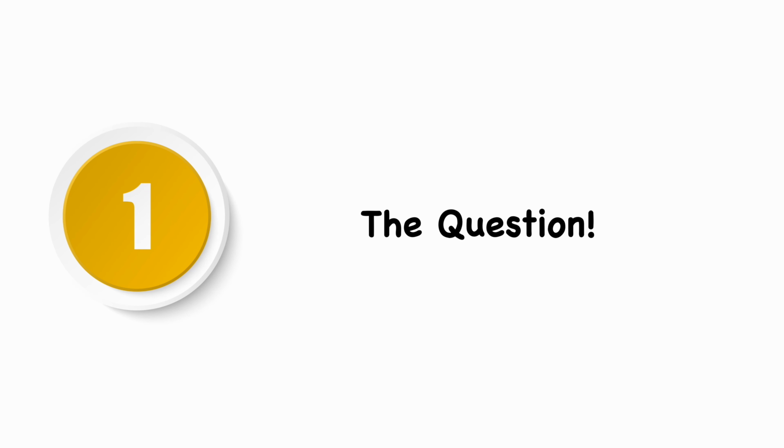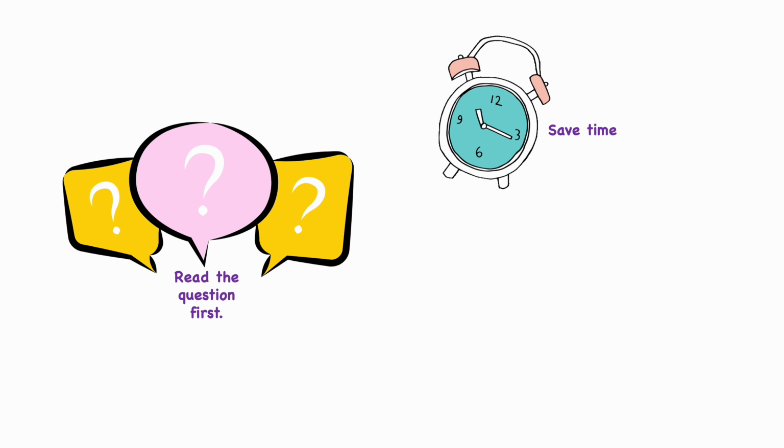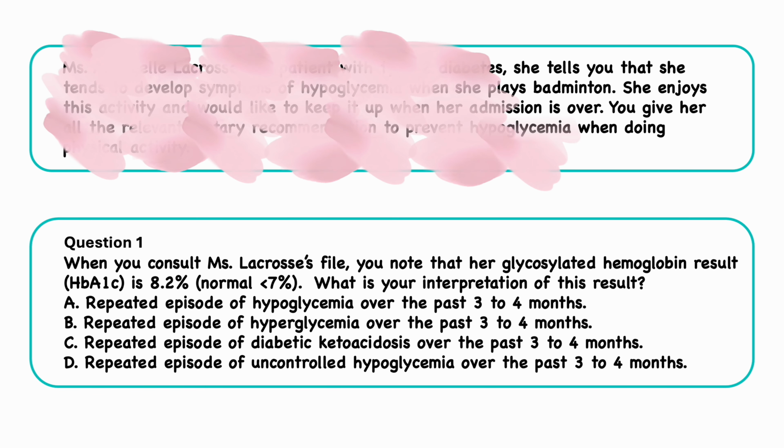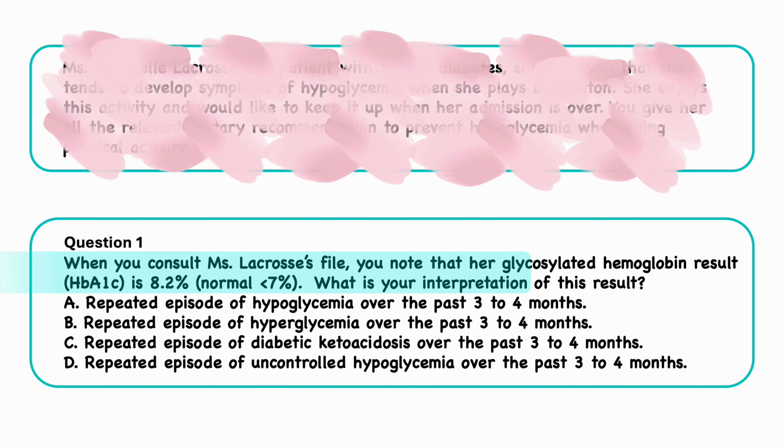Tip number 1. The question. Start by reading the question before analyzing the full scenario. Why? It saves time because you'll already know what information the scenario is looking for. Many OIIAQ questions can be answered without reading the scenario at all. Try answering this question without reading the scenario.